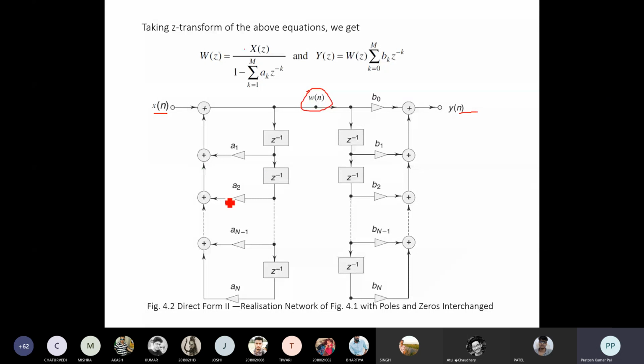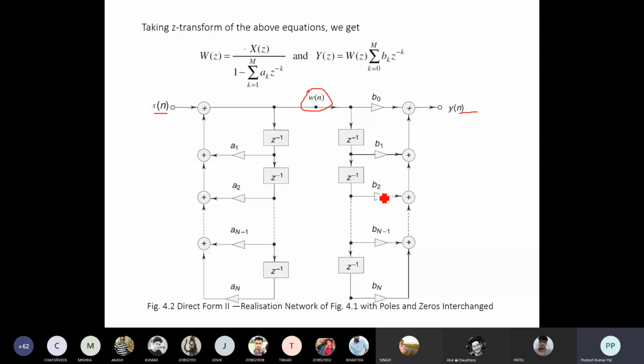So once we have obtained this structure, what is the difference between direct form 1 and direct form 2? In direct form 1 we were first realizing the zeros, and then second we were realizing the poles. But in direct form 2 we first realize the poles, and then we realize the zeros. So what is the difference of changing these representations?